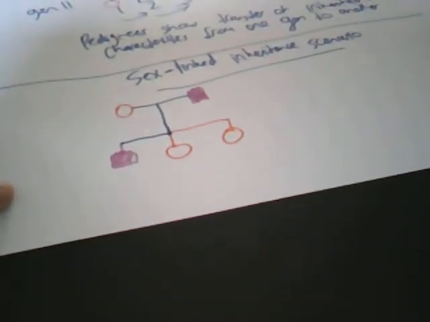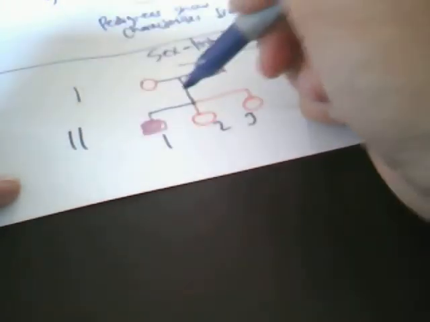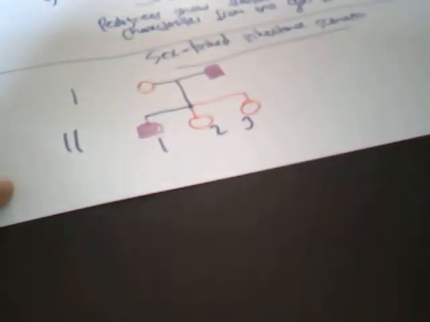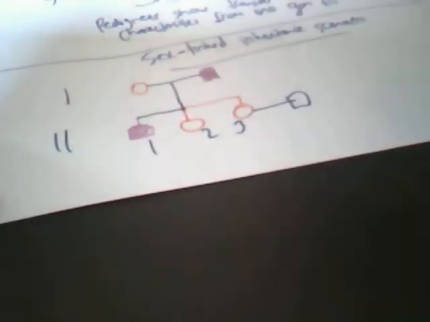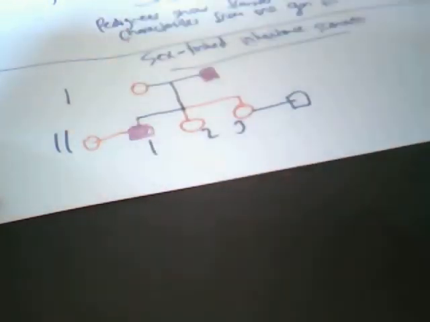Okay, so let's call these 1, 2, 3. Remember, they're in the order that they were born in. Let's write 1 here. 1 for generation 1, 2 for generation 2. Now, let's say 1 and 3 mate with someone else. The girl mates with the boy. The male here mates with a girl. And they produce their offspring.